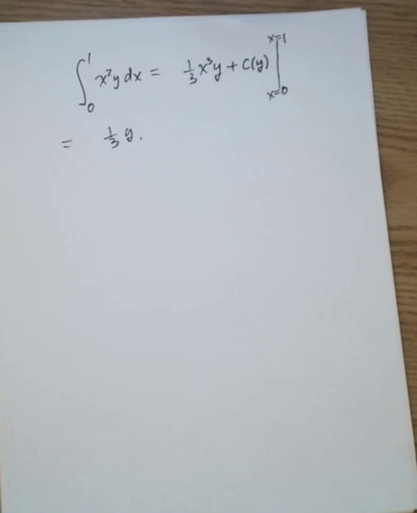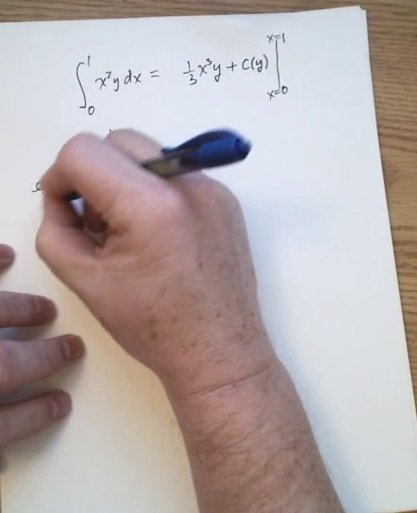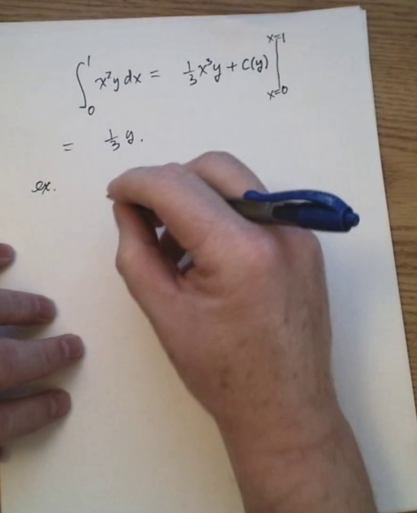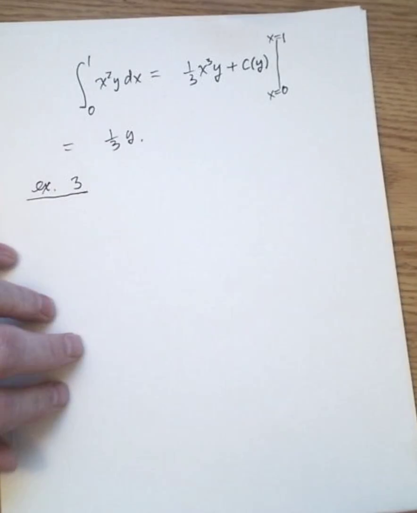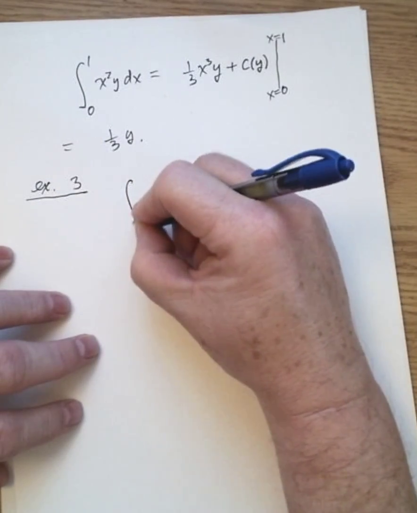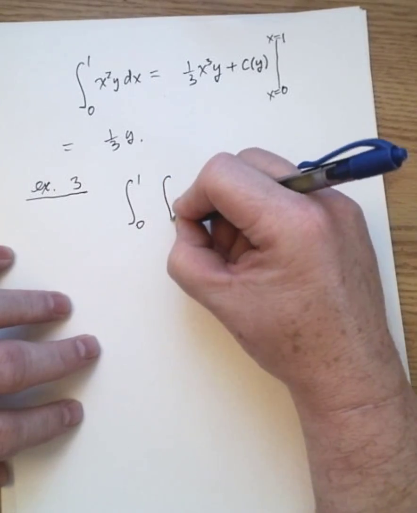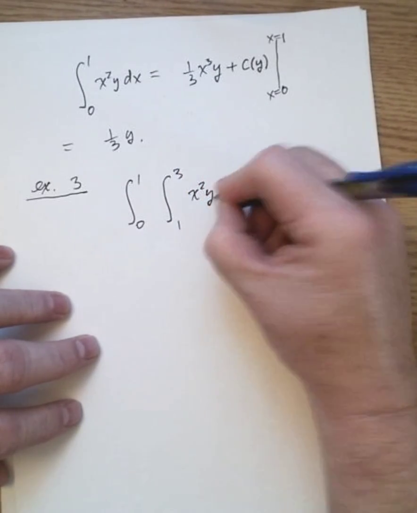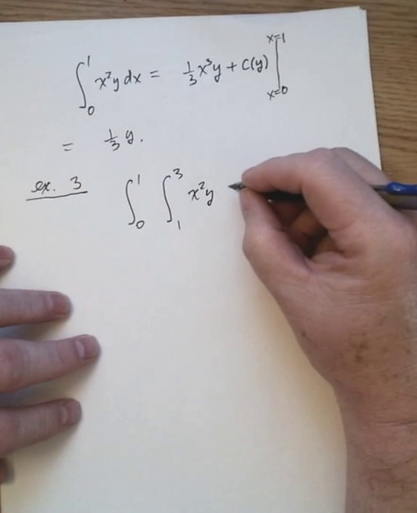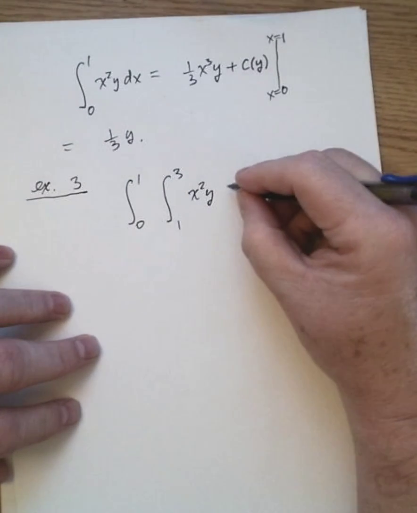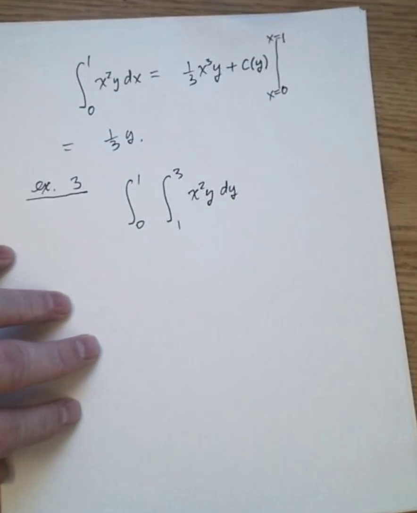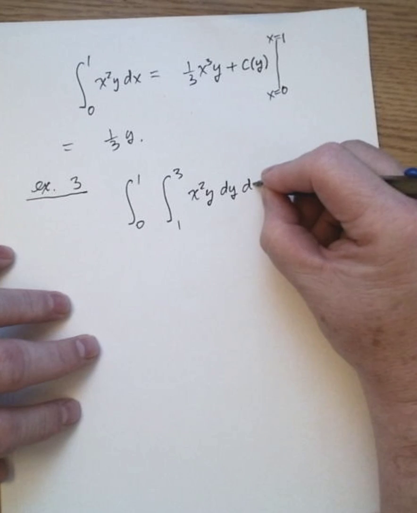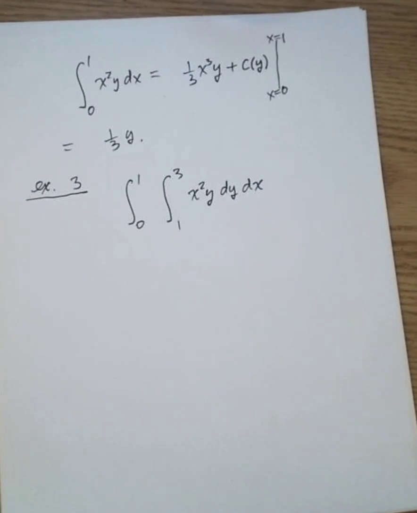Now, here's something else I want to do. Maybe do this in the opposite order. Let's suppose that I do, in essence, the same example, and I do it backwards. I'm going to take the integral from 0 to 1, integral from 1 to 3, of x squared y. So I have the same integrand. But in my previous example, y was going from 1 to 3. So I'm going to integrate with respect to y first, and then with respect to x, and then we're going to compare our answers.